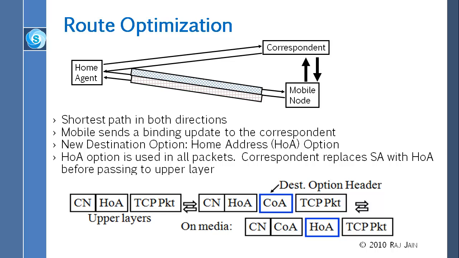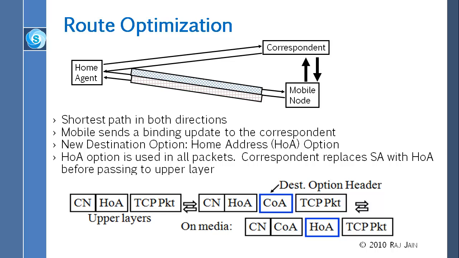So let's read these lines again one more time. So shortest path in both directions. That's what we are doing. Mobile sends a binding update to the correspondent. So the mobile sends the binding update, so therefore it knows the care of address, and it can do all that substitution there. And then the new destination option. So there is this destination option in which the home address can be put and the care of address can be put. So HOA option is used in all packets. Correspondent replaces the SA with HOA before passing to the upper layer.